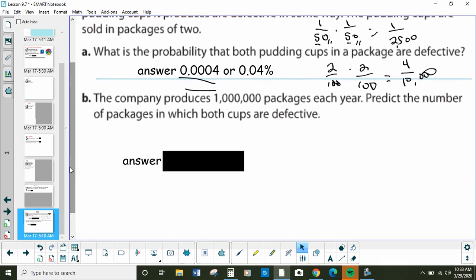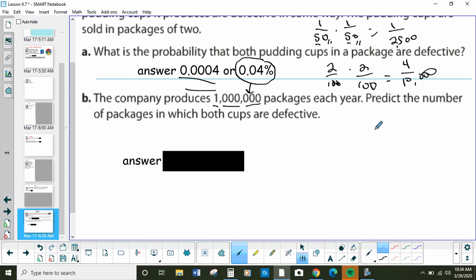The second part of this question says, if you produce, what's that number there? It looks like we have hundreds, and then after hundreds we have thousands, and then after thousands we have millions. So it looks like 1 million. The company produces 1 million packages. Predict a number in which both cups will be defective. Well, if that's going to happen 0.04% of the time, and I want to figure out how many out of a million that is, then I'm basically finding 0.04% of 1 million.